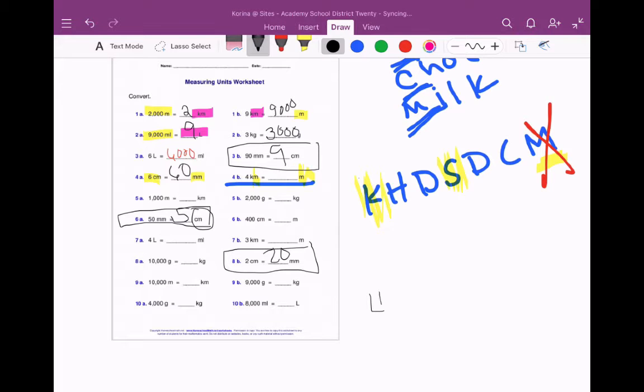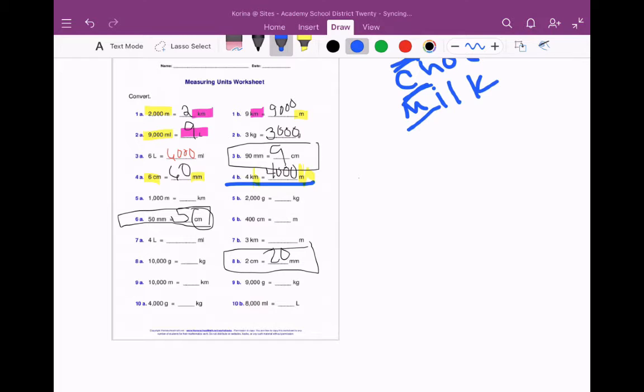In our problem, we have 4 kilometers, and King Henry died Sunday drinking chocolate milk. We need to skip. We're going to move the decimal point with as many as we skip, so we're starting at kilo, going to hecto is 1 jump, deca is 2 jumps, and standard unit or meters is 3 jumps. So in our 4, we'd have a decimal point right here, and we would go 1, 2, 3 jumps. Now we're going to fill in the jumps with zeros, and that would tell us that 4 kilometers equals 4,000 meters. Let's do another one using this same method.